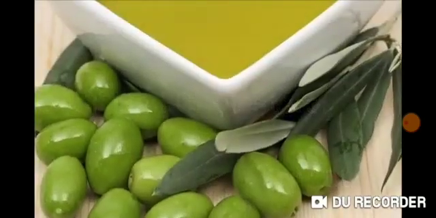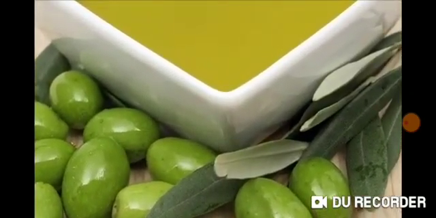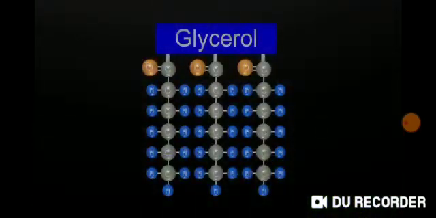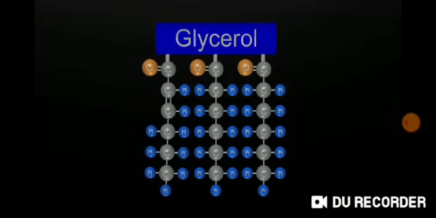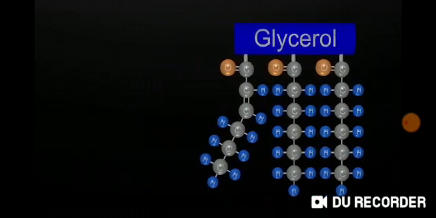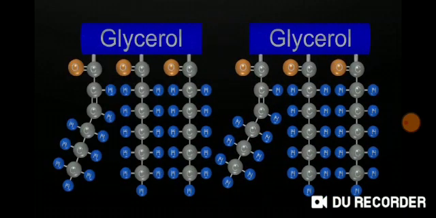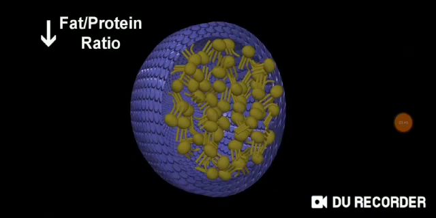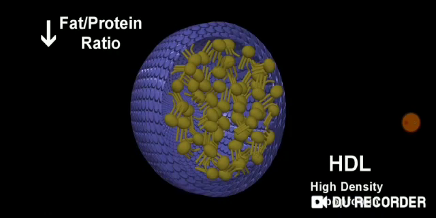On the other hand, if your diet is a healthier diet and has more unsaturated fats, you can have a bend in those molecules as these are unsaturated, and the triglycerides cannot be packed as tightly as the saturated fatty acids. Hence, the fat to protein ratio will be less, and this will be referred to as a high density lipoprotein or HDL.